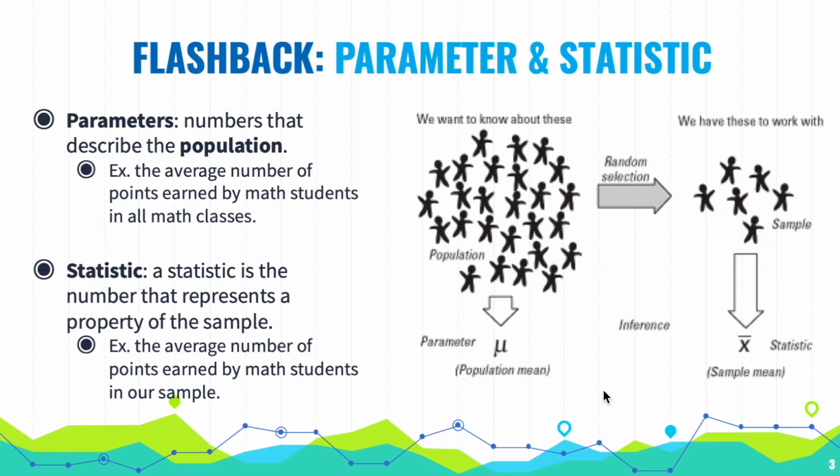All right, so as we're diving into the confidence interval material, let's do a flashback to parameters and statistics. Remember, parameters are numbers that describe the population. So for example, if we were looking at the average number of points earned by math students in all math classes, so that's all students in all math classes, we would be looking at the population. But remember, the statistic is the number that represents the property of the sample. So in that case, we would be talking about a random selection of those math students, and then the statistic would be the average number of points earned by math students in our sample.